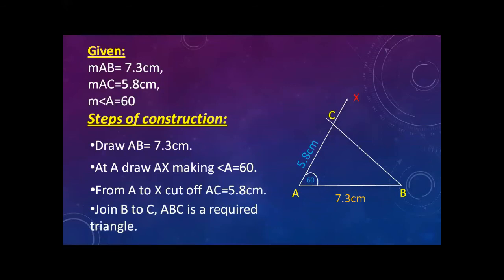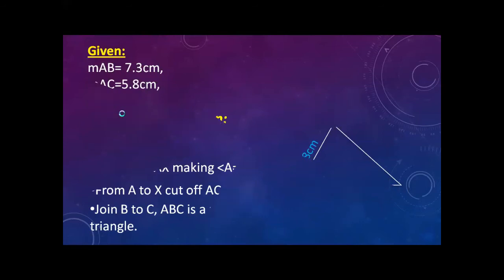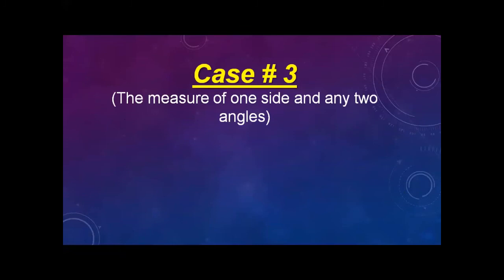This is our case number 2, in which two sides and one angle are given. Now, case number 3. Case number 3 is the measure of one side and any two angles. Case number 1, all three sides. Case number 2, two sides and one angle. And case number 3, one side and two angles.